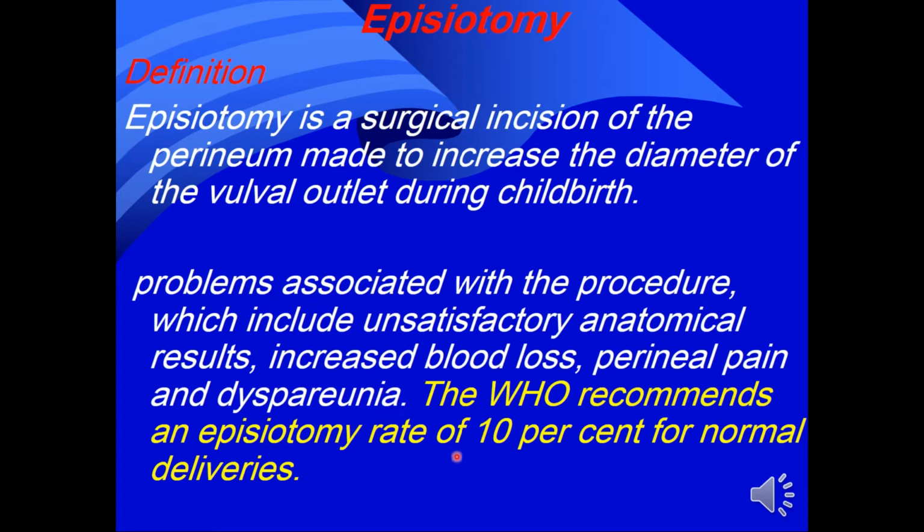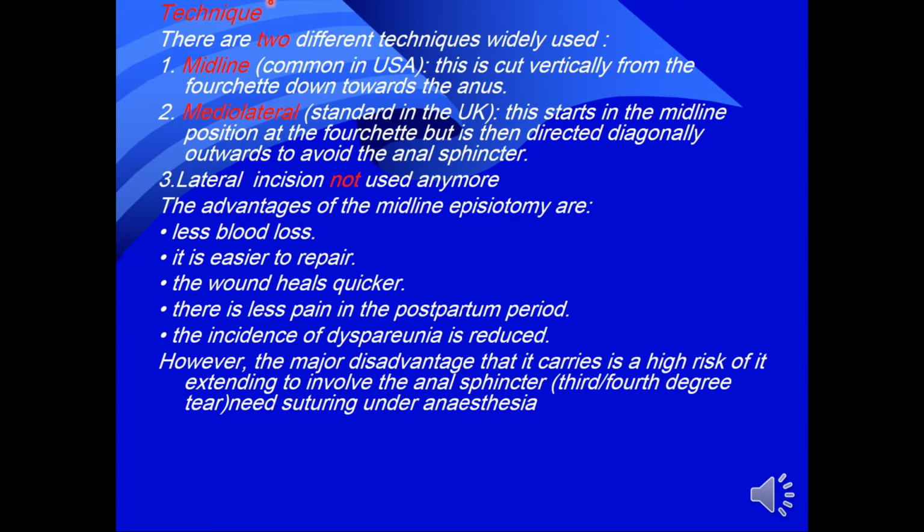The WHO recommends an episiotomy rate of 10% for normal deliveries. There are two different techniques widely used, midline and mediolateral. The third one, lateral incision, is not used anymore. Midline is common use in the USA, and this is cut vertically from the fourchette down toward the anus. Mediolateral is standard in the UK. This starts in the midline position at the fourchette, but is then directed diagonally outward to avoid the anal sphincter.